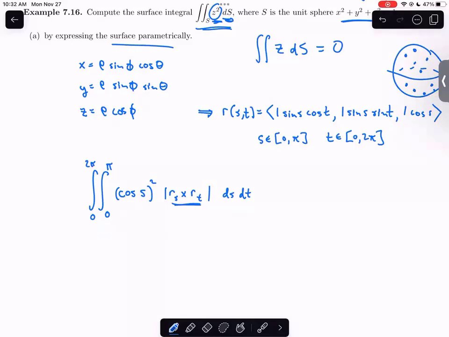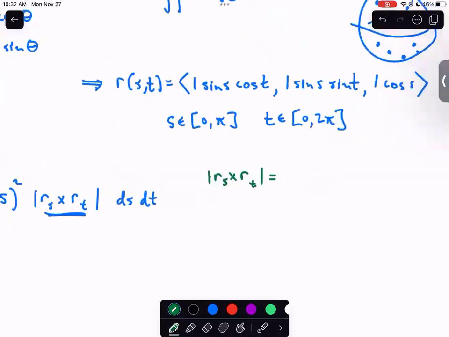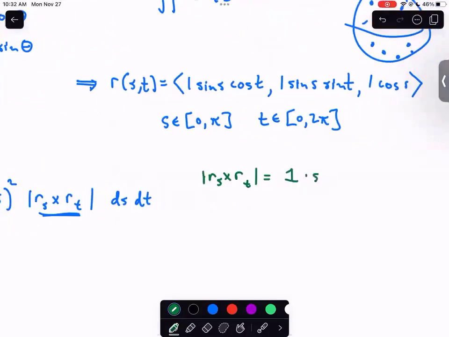This bit right here takes a little bit of time, and so I'm not going to do it here in class. I invite you to do this on your own to double check me. But my claim is that the result is guessable. I'll be kind of suggestive here: the magnitude of our cross product of things is 1 times sine of s. If you were to calculate this all out, 1 times sine of s.